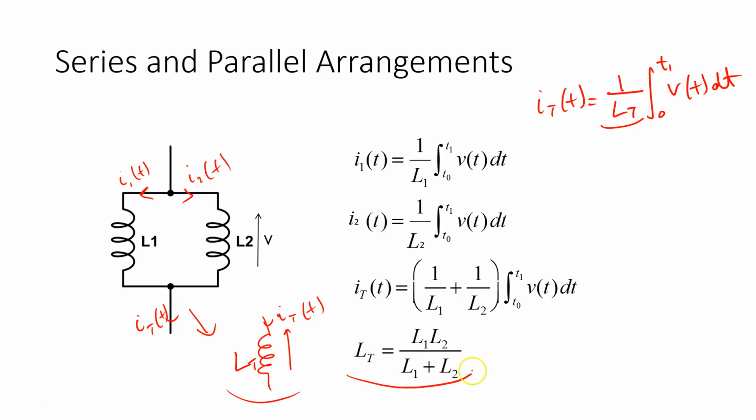This of course only works for two, this product over sum. If we want to do it more generally, we should have 1 on LT is equal to 1 on L1 plus 1 on L2 plus up to 1 on Ln. So this is the general form. This product over sum only works in the case of two inductors or two resistors or two capacitors as it was before. Remember though, for capacitors in a parallel arrangement, you add, and do not use this product over sum.